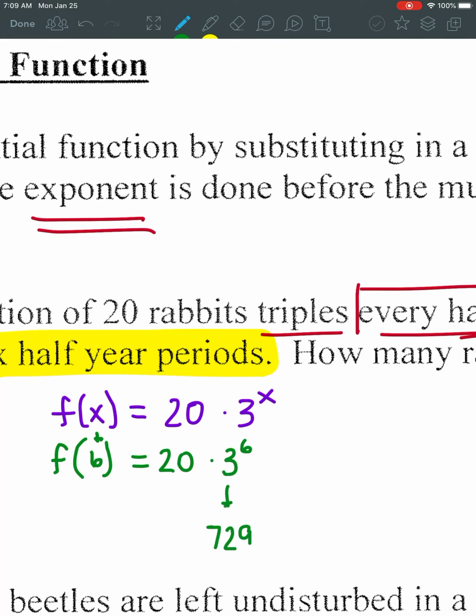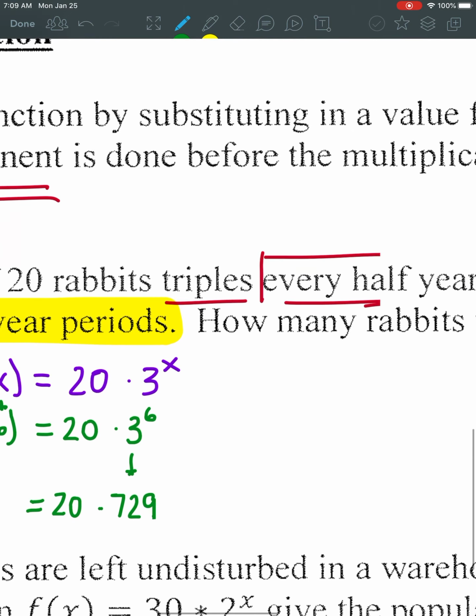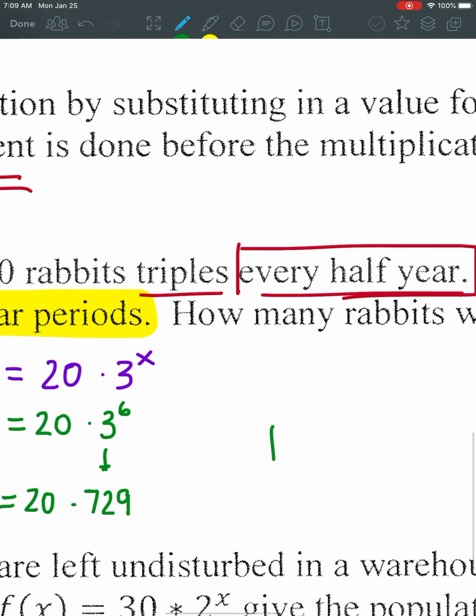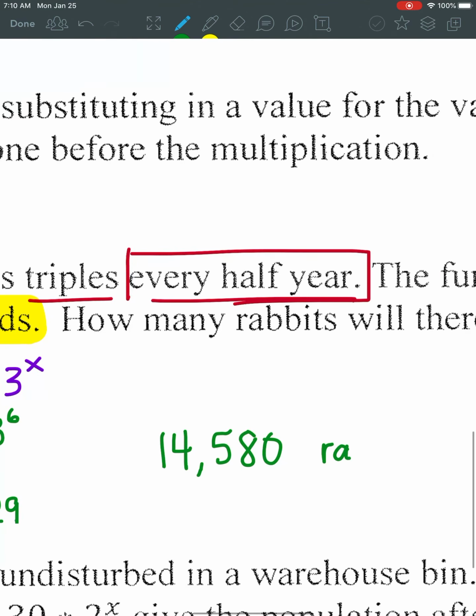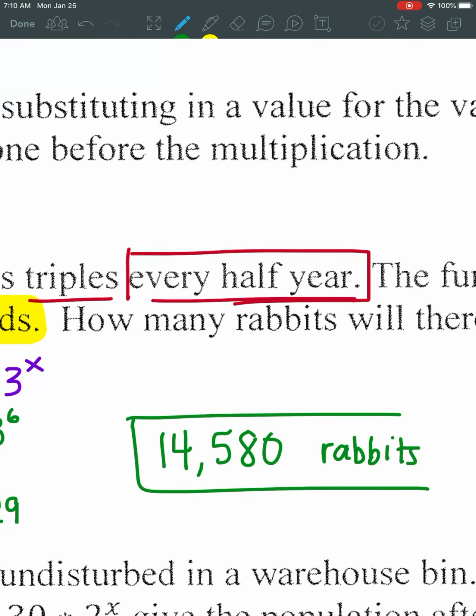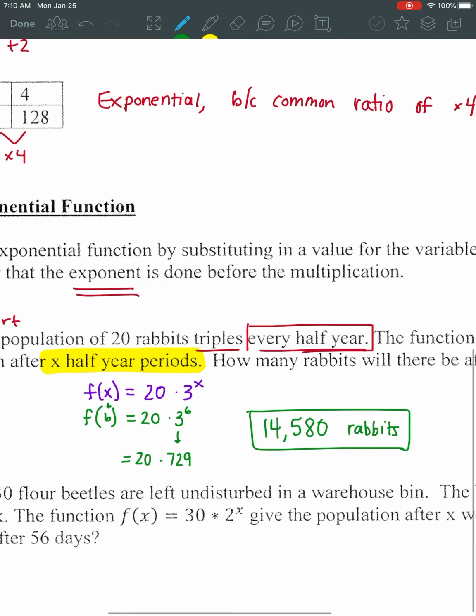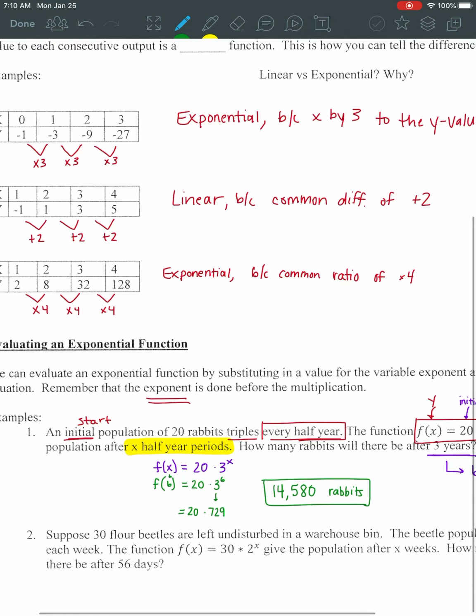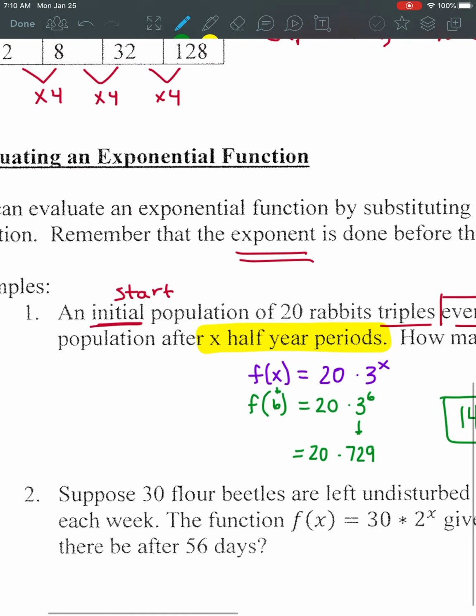So like I said, we have to make sure we do exponents first. 3 to the 6th power is 729. And then we multiply by 20. So 20 times 729, we get 14,580 rabbits after 3 years, if they are tripling every half year.